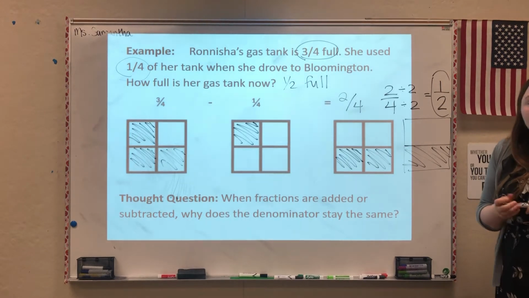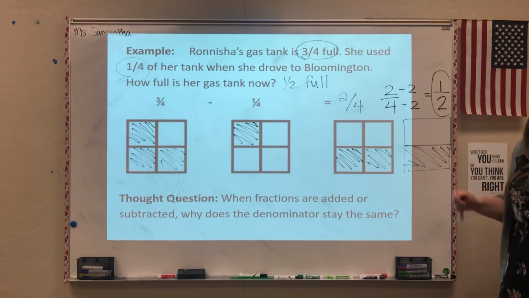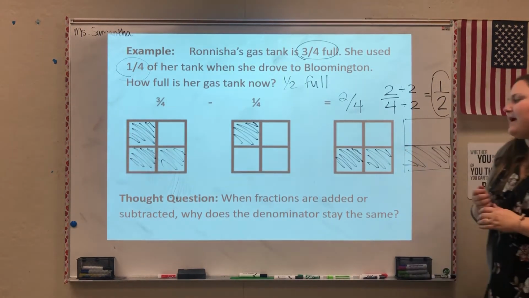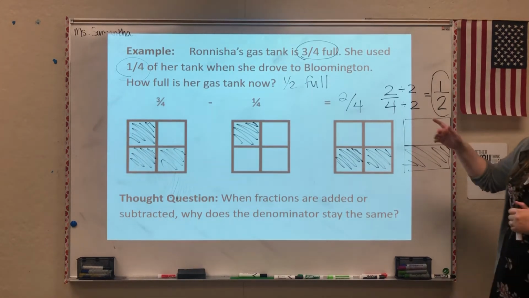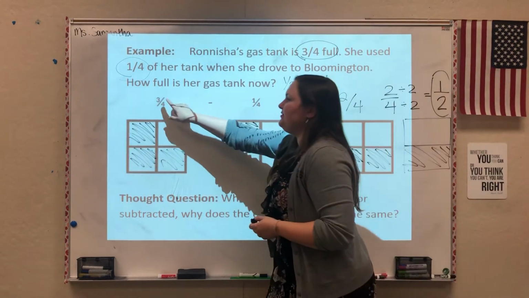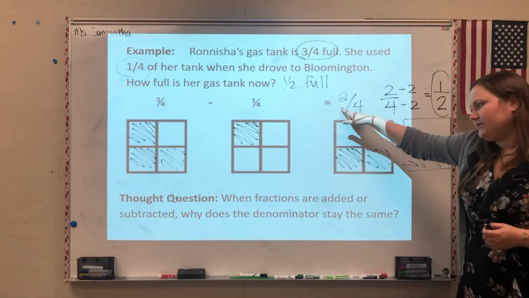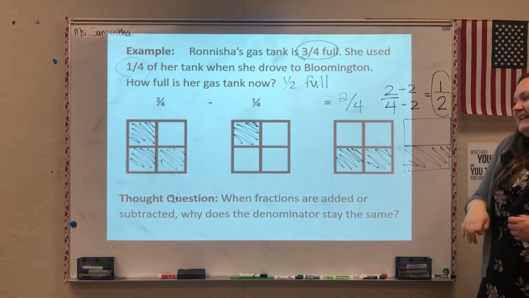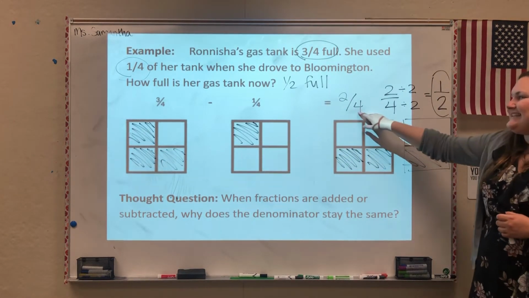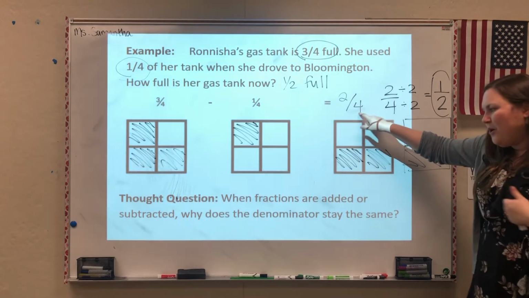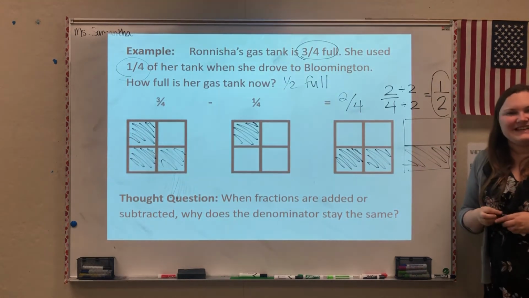Before I move on, I've got one question for you to think about, and we've kind of been talking about it as we've gone through these problems. It's usually clear to people why we want to do the 3 minus 1 to get that 2. But when fractions are added or subtracted, why does that denominator, that bottom number, stay the same?